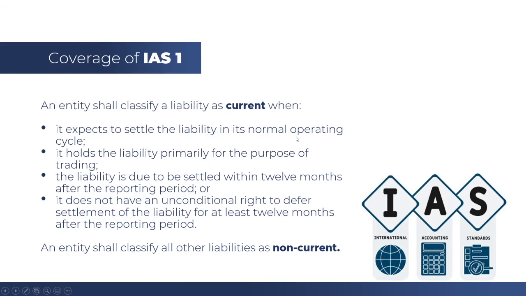You will notice that this definition mirrors some of the definitions of a current asset except for the last part. An entity shall classify a liability as current when, number one, it expects to settle the liability in its normal operating cycle. This is the same operating cycle we discussed in the previous video, which is the average period in which we complete the cycle of acquisition of inventory from a supplier to its realization in cash from a customer. When the entity's normal operating cycle is not clearly identifiable, it is assumed to be 12 months.